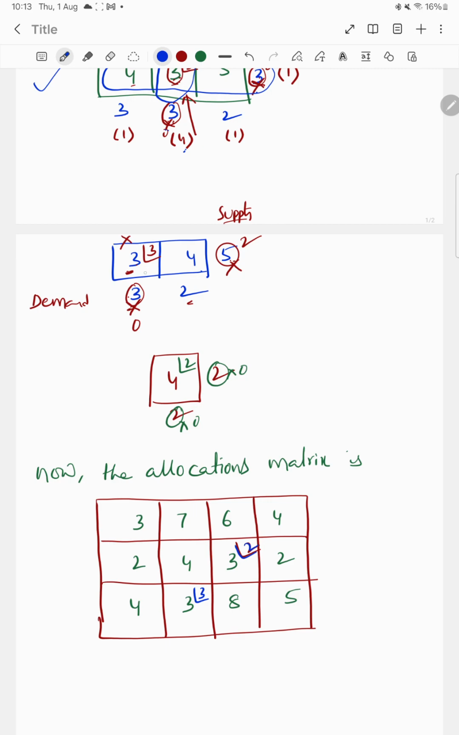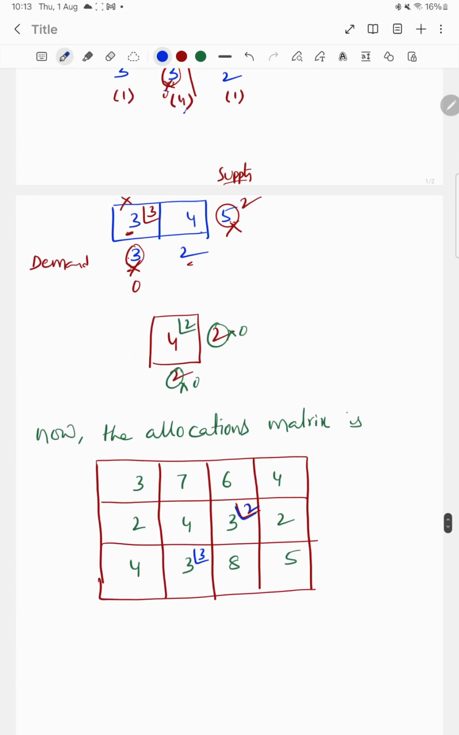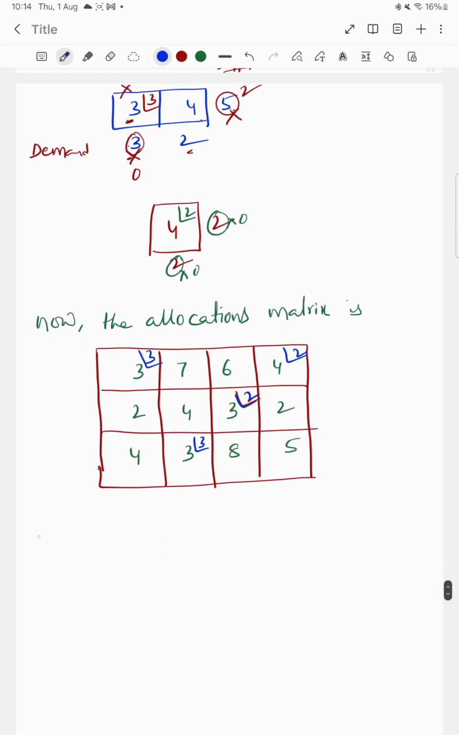In the third step we got allocation 3 for 3. This is from row 1. So for this 3 allocation is 3 and for this 4 allocation is 2. So this table is called the allocations matrix. Therefore we can find the minimum transportation cost.